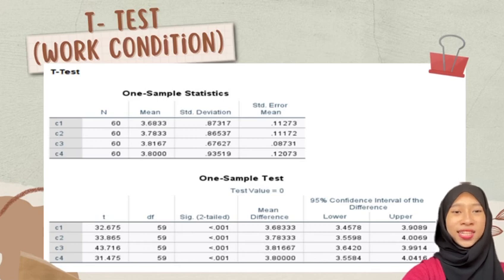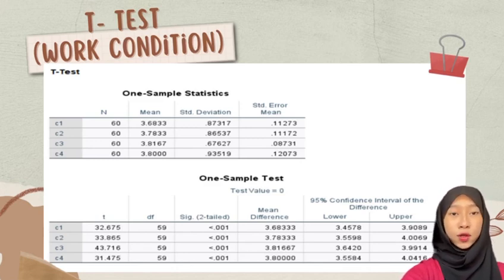Work condition, which is stated as C1, C2, C3, and C4, is also tested. For the mean of C1, it is 3.6833 with a standard deviation of 0.87317. For the mean of C2, it is 3.7833 with a standard deviation of 0.86537. For the mean of C3, it is 3.8167 with a standard deviation of 0.67627. And lastly, for the mean of C4, it is 3.8000 with a standard deviation of 0.93519.